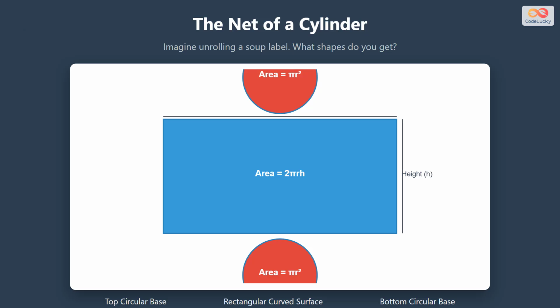If you were to cut open a cylinder and lay it flat, you would see its net. It consists of two circles, which are the bases, and one large rectangle. Interestingly, the length of this rectangle is actually equal to the circumference of the circular base.